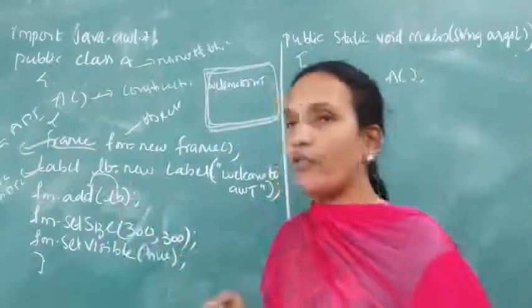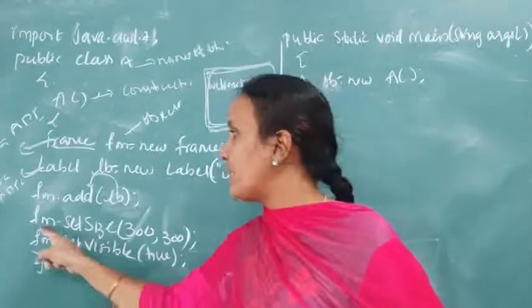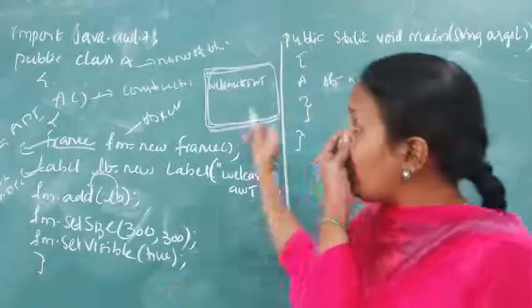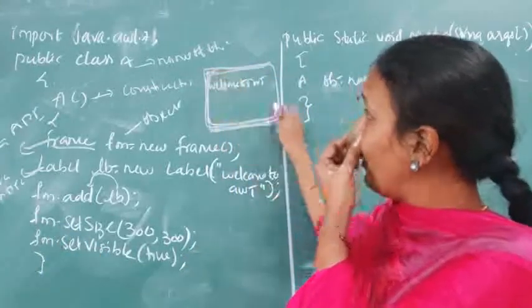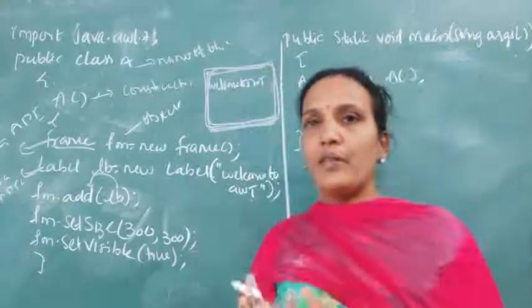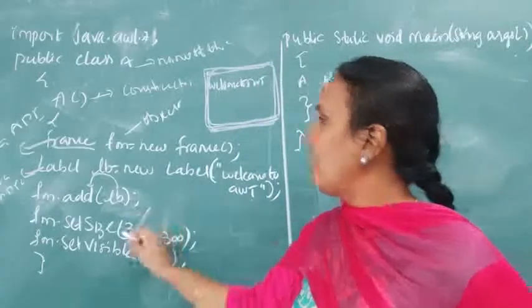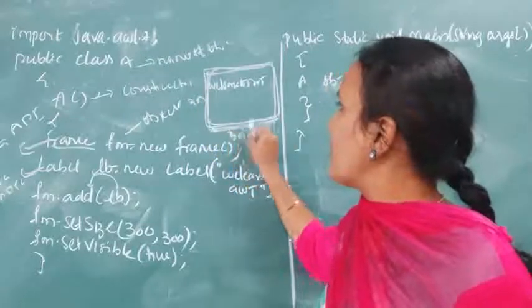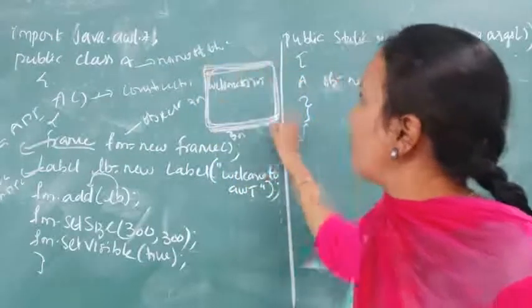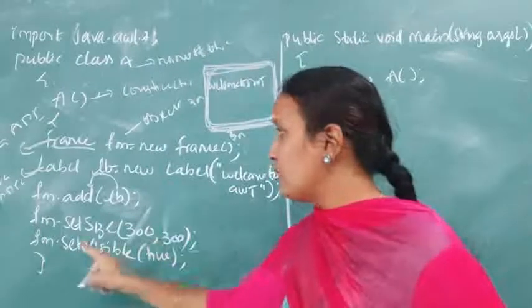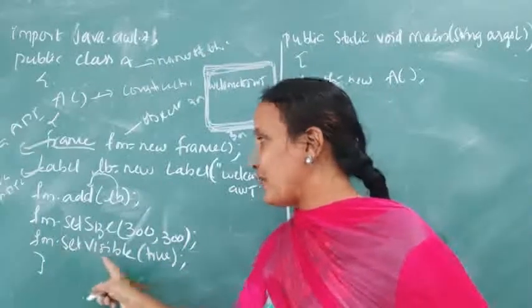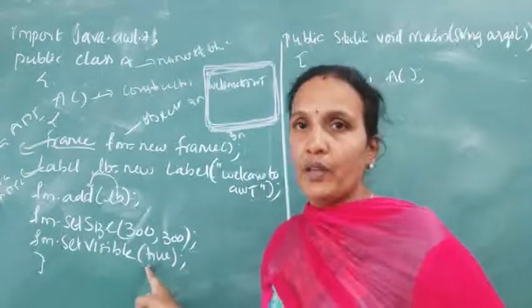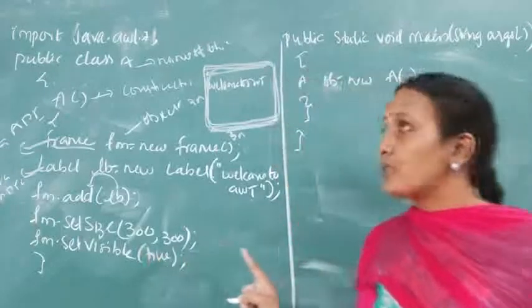After adding the label, here what I am giving is fm.setSize. So we are setting the size of the frame. Here frame is nothing but one window, and your height is 300 and the width is 300. The size of the window you should give. Now set visible. This should be visible. You should make the frame visible.